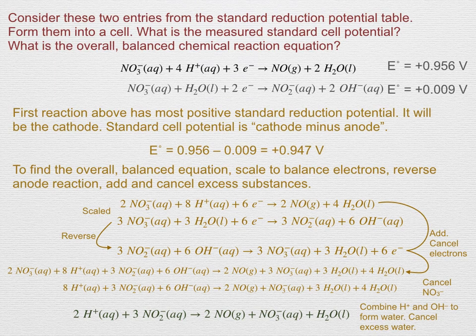Note that on the left, the hydroxide and hydronium ions can be combined to form water. OH minus plus H plus goes to H2O. Combine them. Note that there are more hydronium than hydroxide. Cancel all this excess water, and this is then the final balanced reaction equation. Check that the atoms and charge balance.